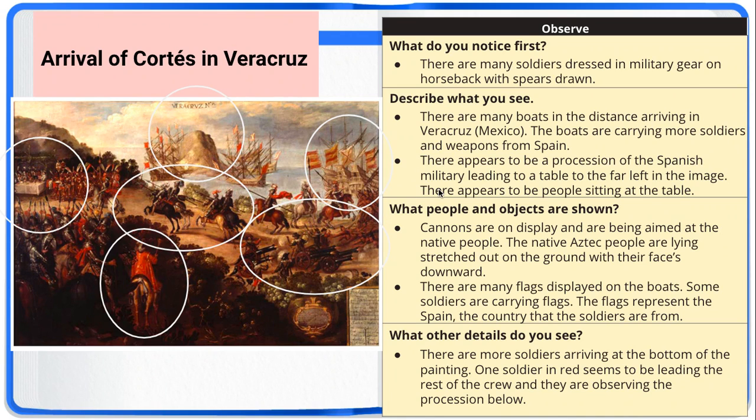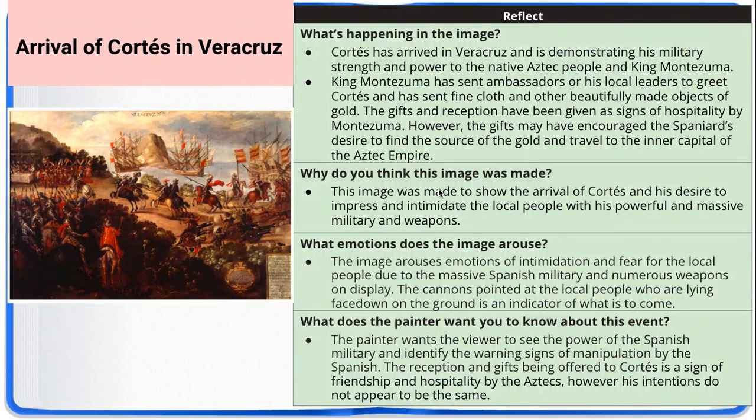Let's move on to our next section. Our next section says reflect. Now we're really thinking about and reflecting on the different scenes and details of the image. The first question says, what's happening in the image?